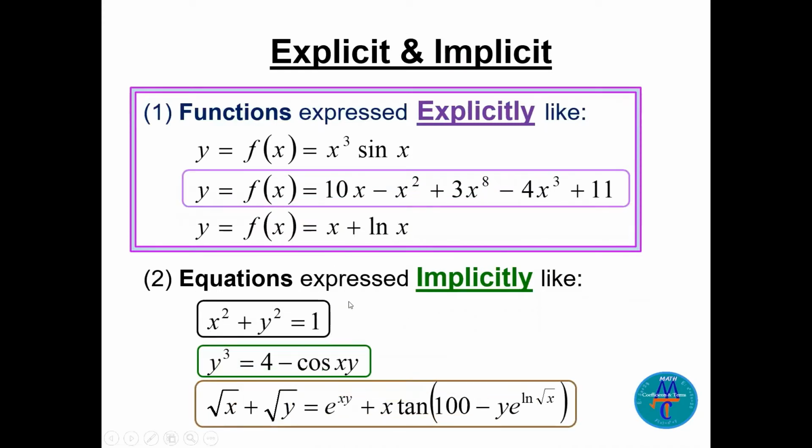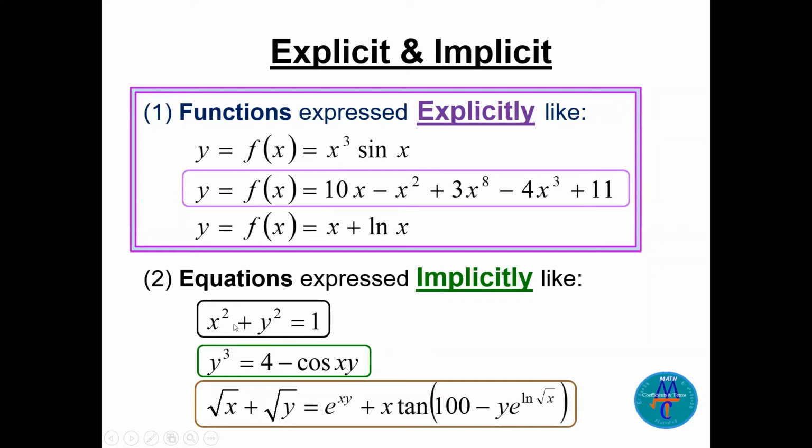In this slide, you will see the difference between explicit and implicit. Functions expressed explicitly means we can write y as a function of x so easily, like y equals x cubed sine of x. This is a polynomial. f of x is equal to x plus ln of x. So these are easy to differentiate. We have done them before. These are new and a little more difficult: equations expressed implicitly.